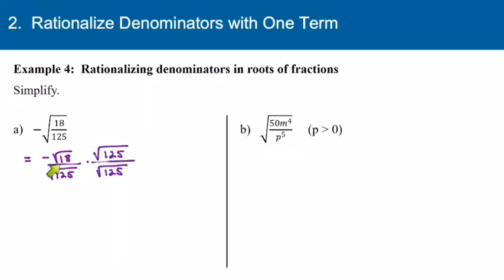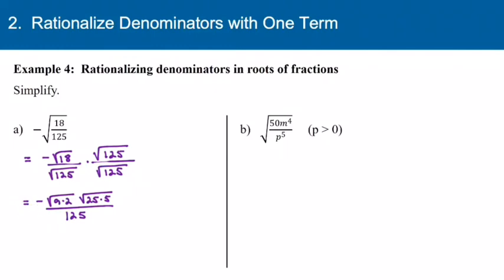So we're going to think of 18 as 9 times 2. Don't lose your negative here. So we'll have negative square root of 9 times 2, and then I'm going to multiply that by square root of 25 times 5, because 125 breaks down into 25 times 5. Now in the denominator, I have square root of 125 times itself, so that gives us just 125 in the denominator. Now let's see what we can do about simplifying these radicals in the top.